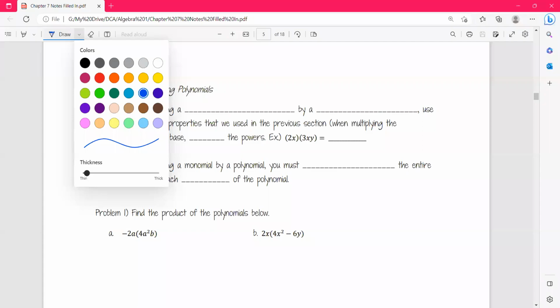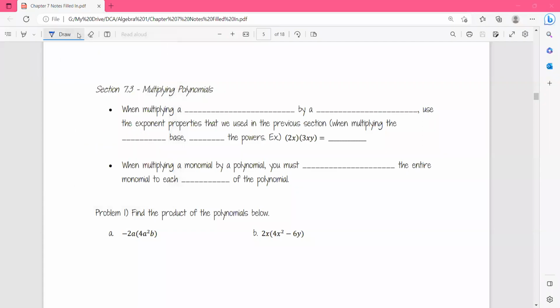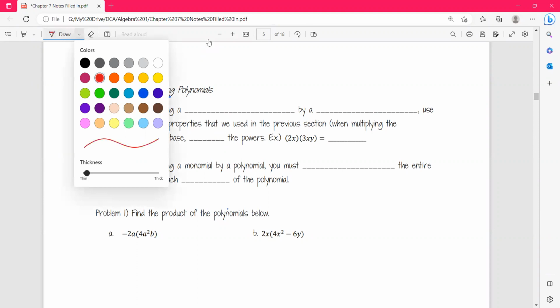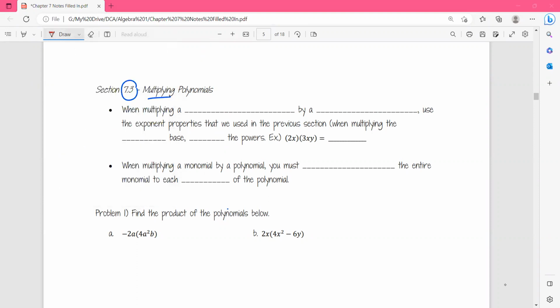Hey everyone, so this is section 7.3, and we are now going to talk about multiplying polynomials. So the last section we just added and subtracted polynomials. A big thing to remember, and it's really important to write down at the top of your papers, is that from the last section we know x plus x equals 2x. Okay, if I have one apple plus another apple, I've got two apples.